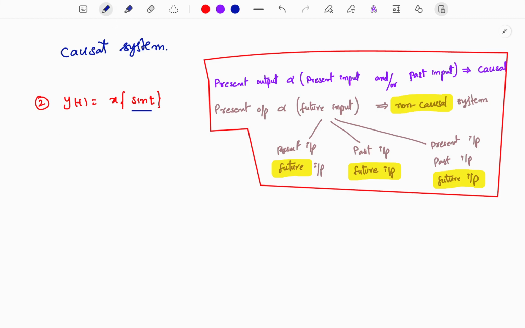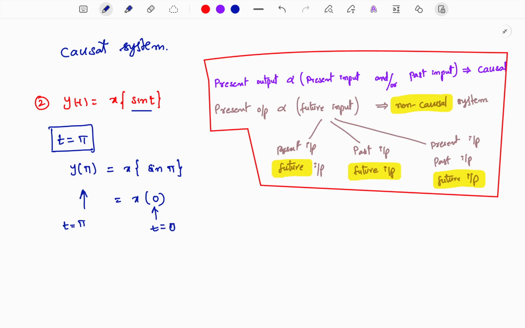So take t equal to 5, then y of 5 is equal to x of sine pi, that is equal to x of 0, since sine pi is 0. Here we are seeing the output at t equal to 5, and the input is at t equal to 0. 5 means some value like 3.14, some round figure. Means here the present output depends on previous input. It is t equal to 0, and this is t equal to 5.